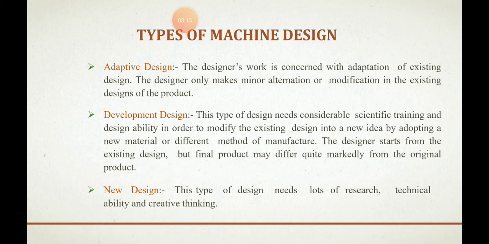And the last one is the new design. It is an entirely new thing we are going to generate, and in order to develop a new design you should have a thorough knowledge of the material properties, a thorough knowledge of the design, and all the knowledge regarding what kind of product you are going to generate. It's not like the adaptive or developed design, you are developing something new. For example, the first aircraft which was developed, that is a new design. So these are the basic types of design.